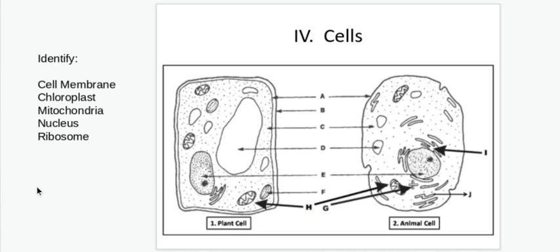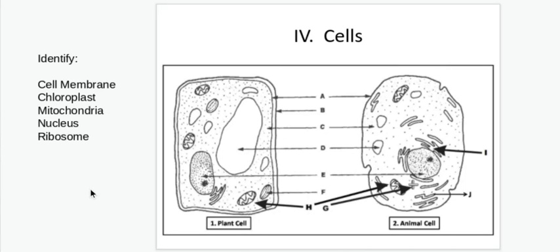All right, so cells are made up of little subparts called organelles. And we learned about a whole bunch of them, but there are really 5 that you absolutely must know. So let's make sure that we can identify the cell membrane, the chloroplast, the mitochondria, the nucleus, and the ribosome. I'll give you a moment to do that, and then we'll check.